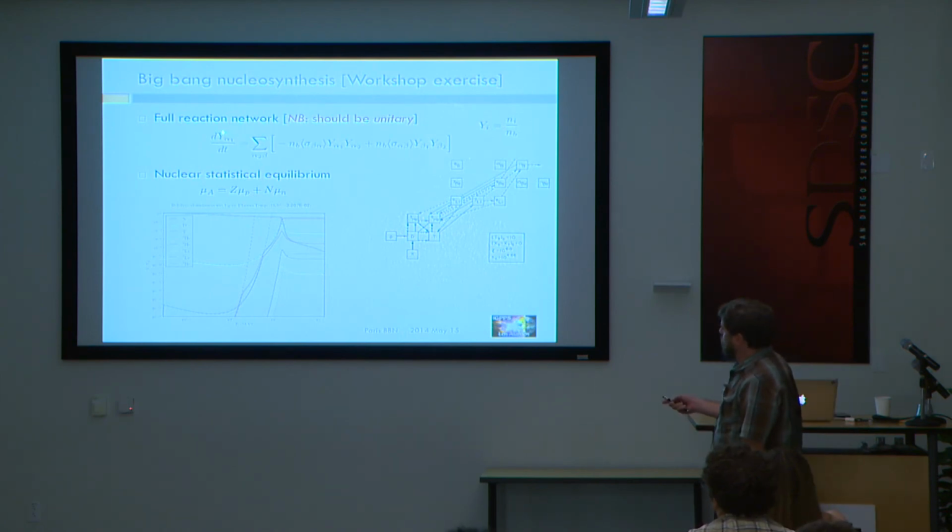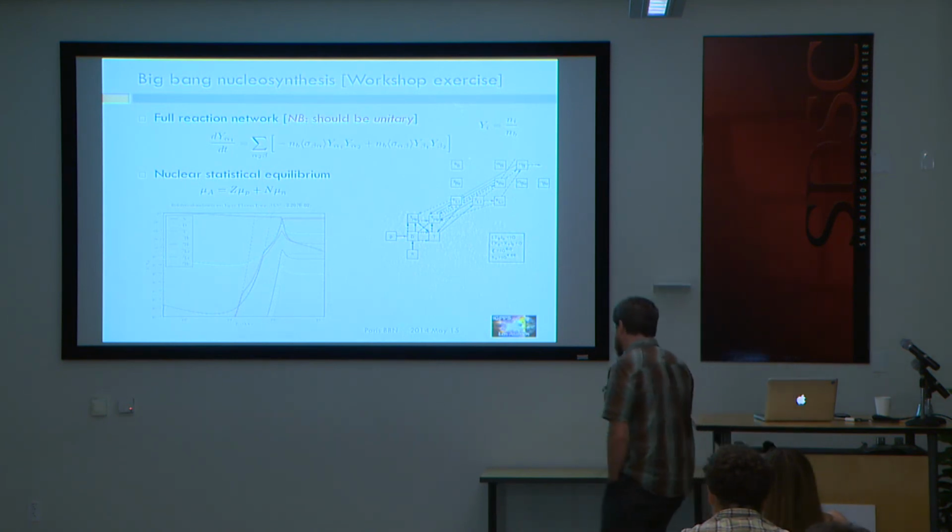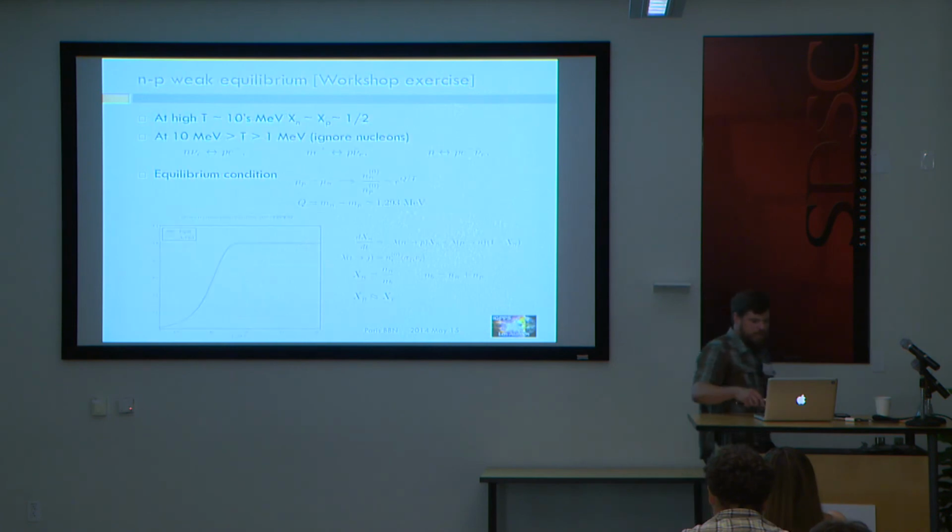And so the full reaction network in the code, given by this set of equations, takes into account at least this many reactions between the nuclides. So what we're going to do is compare the full evolution to nuclear statistical equilibrium, and we're going to analyze when these things break off from each other. And then the second exercise is to do NP equilibrium.